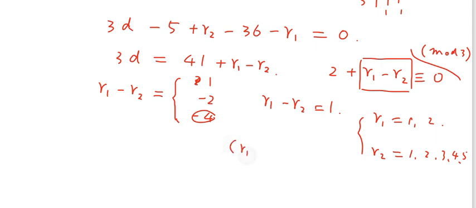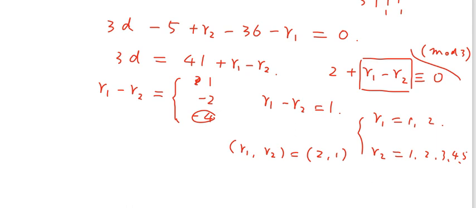Okay, so R1 minus R2, which one can be this? So R1, R2 could be 2, 1, that is okay, right? 2, 1. So only one solution, right? 2, 1. How about 1, 5? 4? Okay, it seems like we have only one.